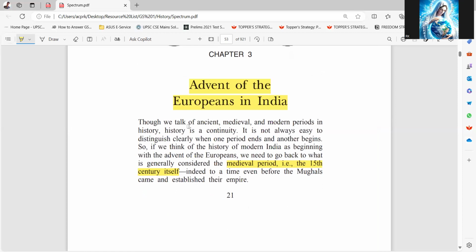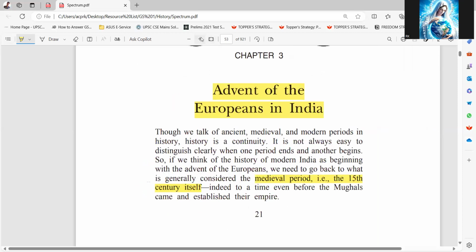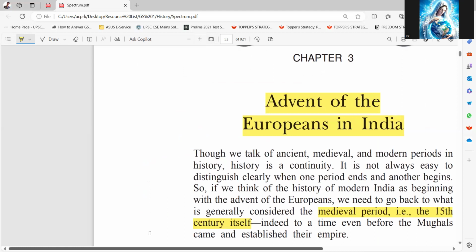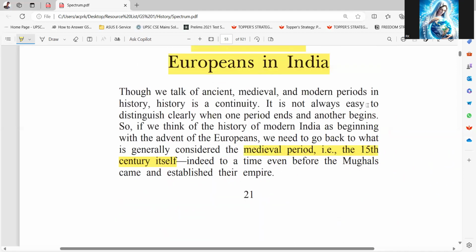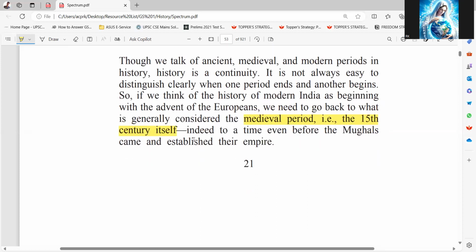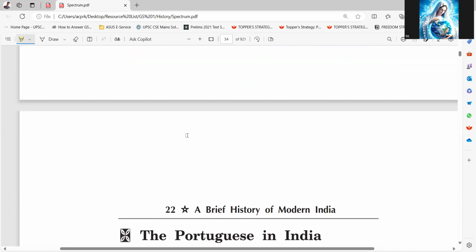Though we talk of ancient, medieval, and modern periods in history, history is a continuity. It is not always easy to distinguish clearly when one period ends and another begins. So, if we think of the history of modern India as beginning with the advent of the Europeans, we need to go back to what is generally considered the medieval period, that is, the 15th century itself, indeed, to a time even before the Mughals came and established their empire.